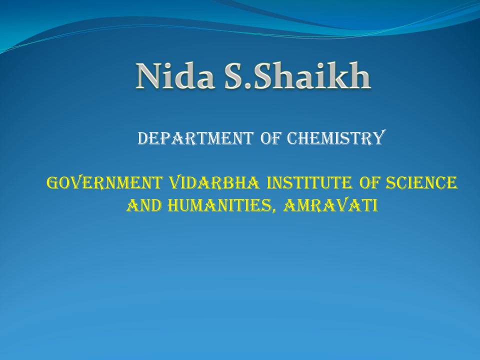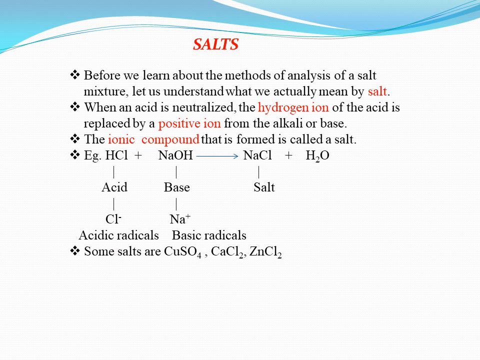In this video, we are going to discuss the second part of BSc Practical, that is Inorganic Qualitative Analysis. Now, before we learn about the methods of analysis of a salt mixture, let us understand what we actually mean by salt. When an acid is neutralized, the hydrogen ion of the acid is replaced by a positive ion from the alkali or base. The ionic compound that is formed is called salt.